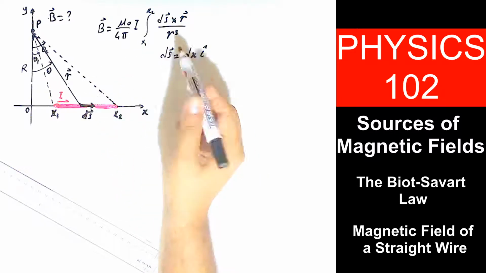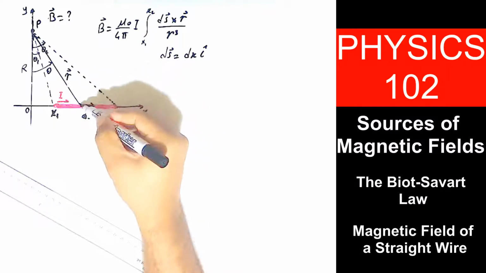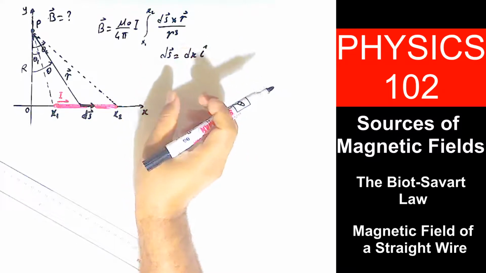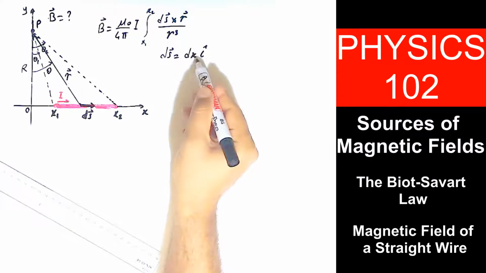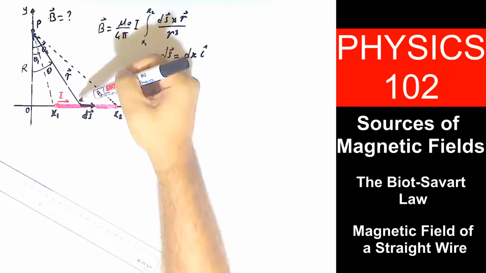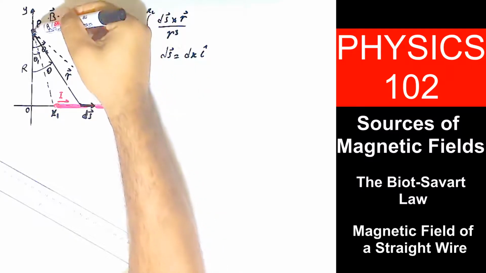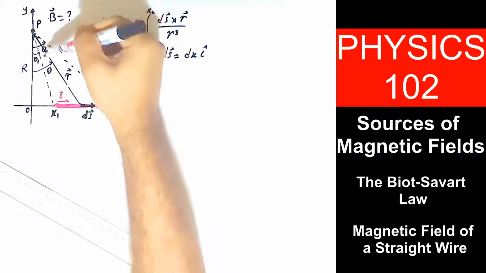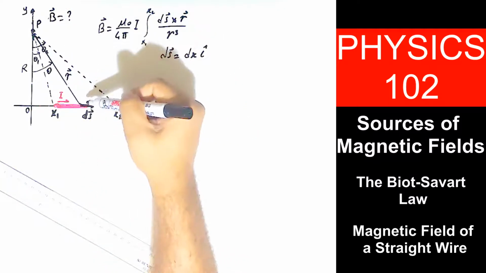Next, we have to calculate this ds cross r. This ds vector is another displacement vector, infinitesimally small, with magnitude dx, and this vector r extends from the starting point, the tail of ds, toward the point P. This is your r and this is your ds. So make a cross product out of these two vectors.